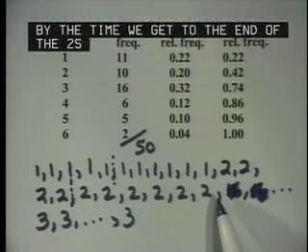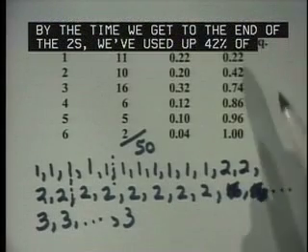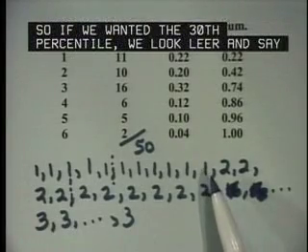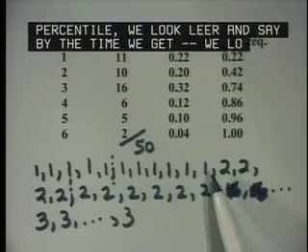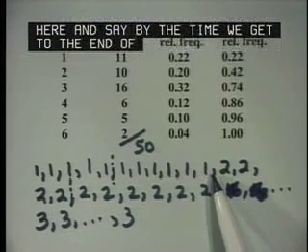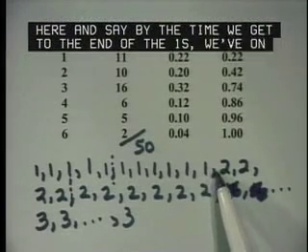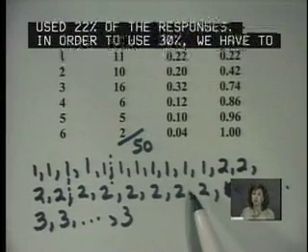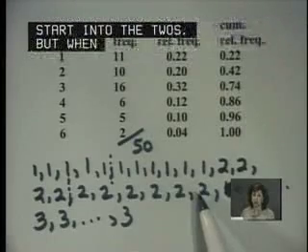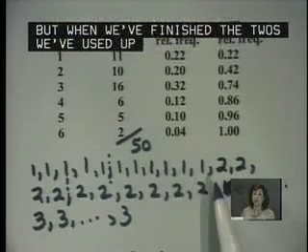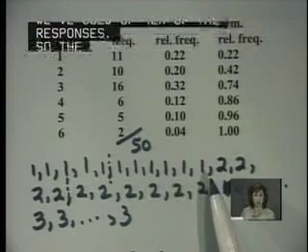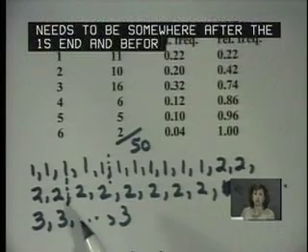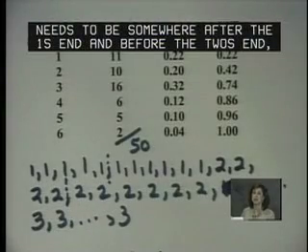And so if we wanted the 30th percentile, we look here and we say, well, by the time we get to the end of the ones, we've only used up 22% of the responses. In order to use up 30%, we have to start into the twos. But when we finish the twos, we've used up 42% of the responses. So the 30th percentile needs to be somewhere after the ones end and before the twos end, meaning it's going to be a 2.